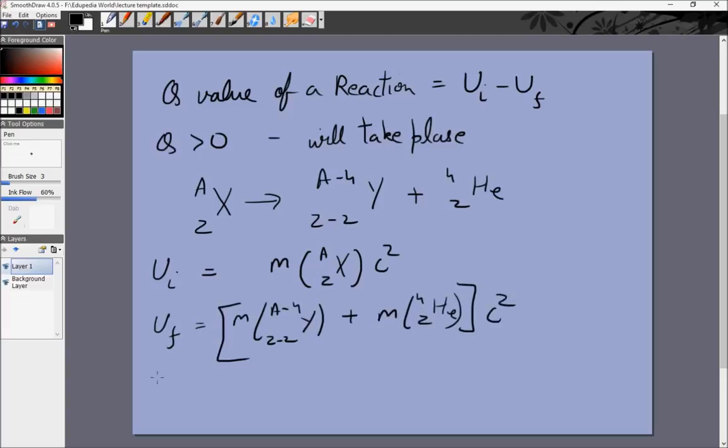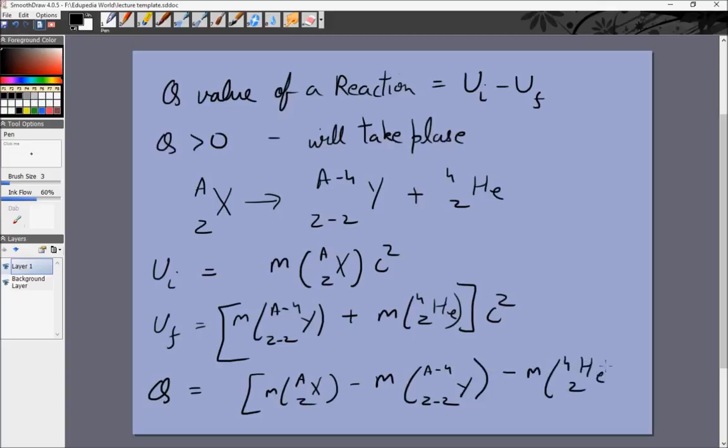So what is the Q value of this reaction? That is the mass of AXZ minus the mass of A minus 4 Y Z minus 2 minus the mass of 4He2, times C squared. Never forget the C squared. That is the conversion factor from mass to energy.